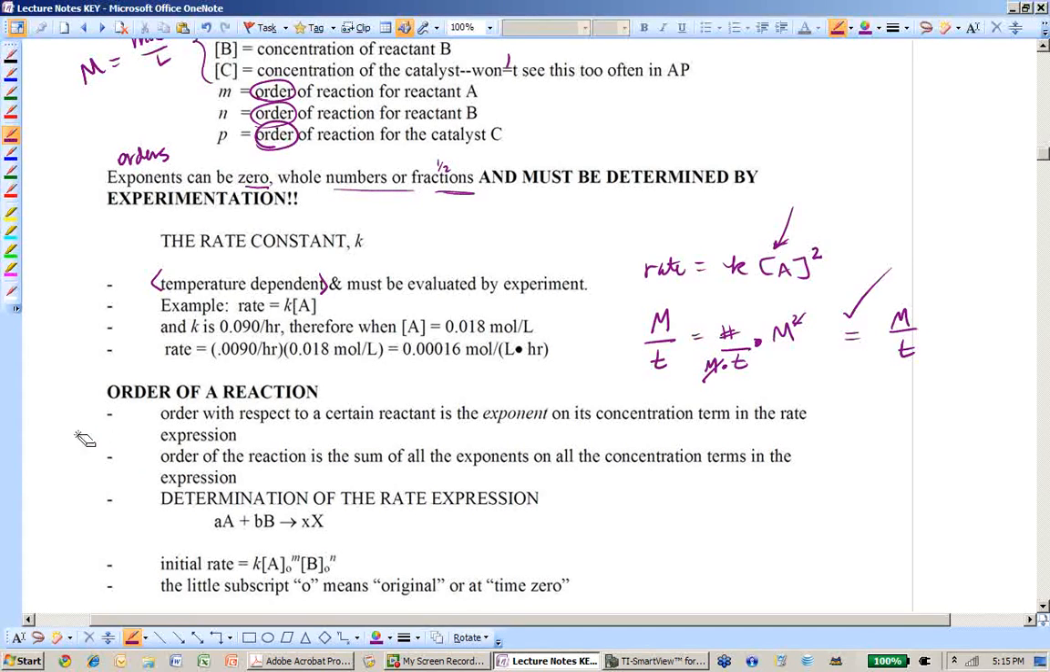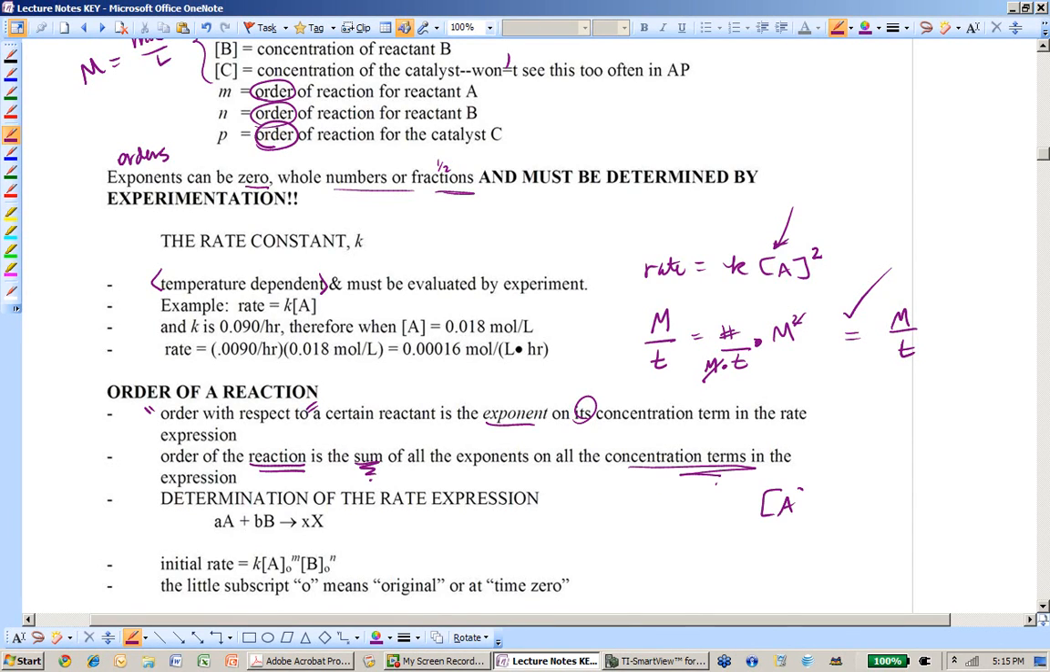All right, so we've talked about the order of the reaction. There is an overall order, so this is the lingo you have to master. The order with respect to a certain reactant, reactant A, hydrogen peroxide, nitrogen monoxide, is the exponent on its concentration term in the rate expression. The order of the reaction is the sum of all the exponents on all the concentration terms in the expression.